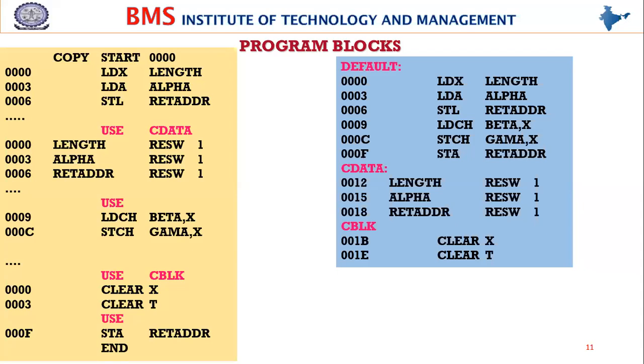And after that, we are giving the memory for our C block, which is another program block containing two instructions, clear X and clear T. This is given the addresses just after the C data.